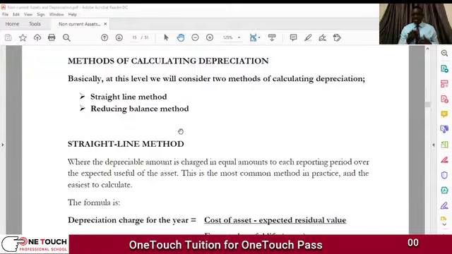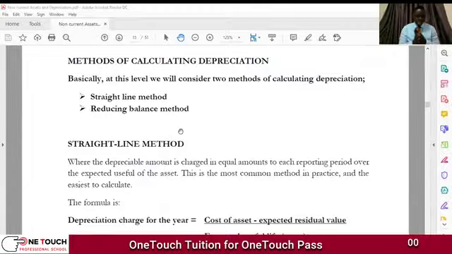There are other methods. That's what I'm saying. At this level, we'll be considering just these two. I know those of us who did business in SHS looked at several other methods: the production unit method, machine hours, the sum of the years digits method, among others. But the most commonly used ones are the straight line method and the reducing balance method.